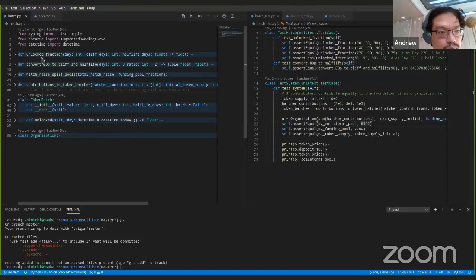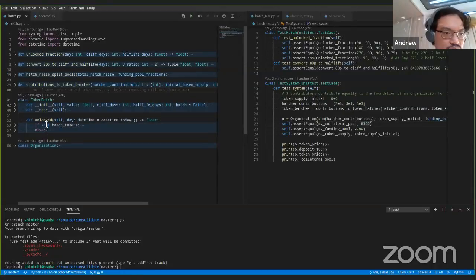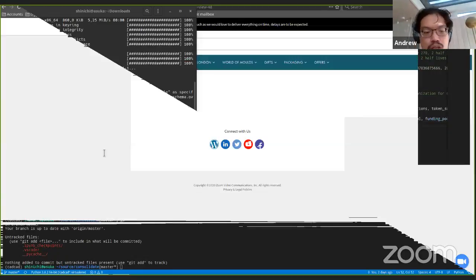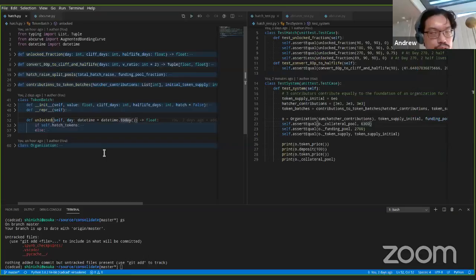And the token batch will tell you, depending on the date today, but you can also give it another day if you want to calculate stuff, for example, if you're in a simulation, what fraction of this batch is unlocked. So there you go.